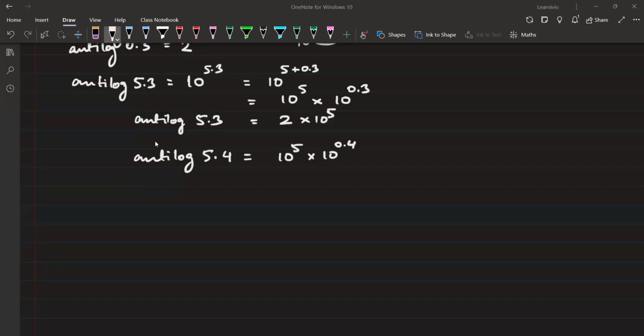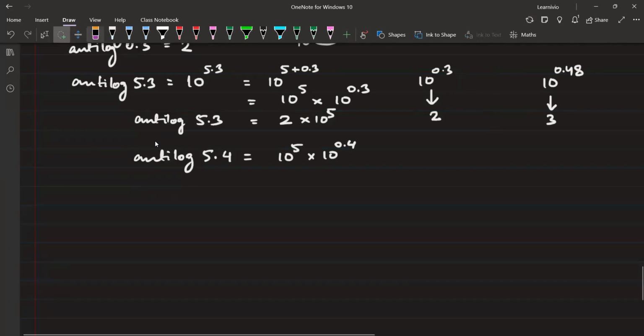We know that 10 to the power 0.3 is 2, and 10 to the power 0.48 is 3. So 10 to the power 0.4 will be somewhere between 2 and 3. Make sense? Write 2.5, what else can come in between, it will be close to 2.5.